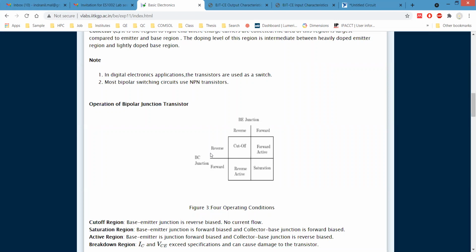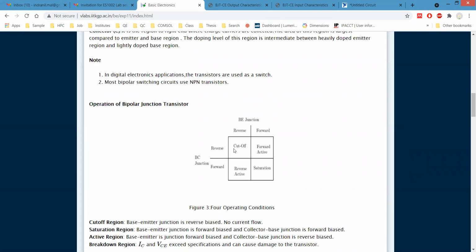If the base collector junction is reverse and the base emitter junction is forward, then it is in the active region, specifically the forward active region. Similarly, if the base collector junction is in forward bias but the base emitter junction is in reverse bias, then it is in the reverse active region. And if both of them are in forward bias, then it is the saturation region.